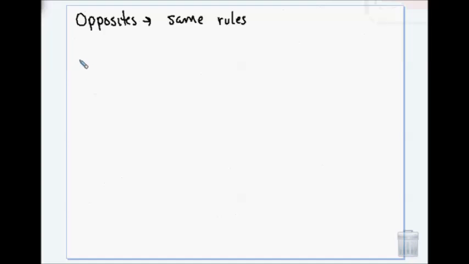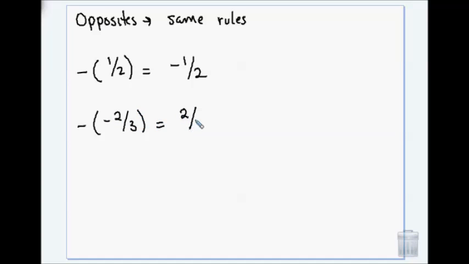All right, so if I have a negative of a positive fraction, that's going to give me a negative. If I have a negative of a negative fraction, that's going to give me a positive, right? Because two negatives make a positive.